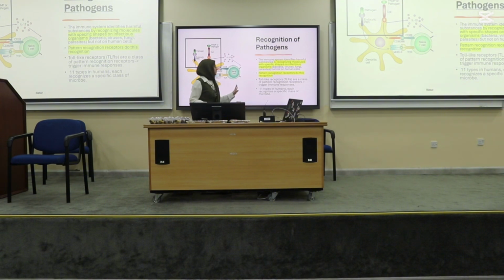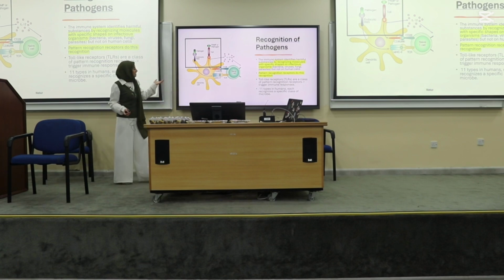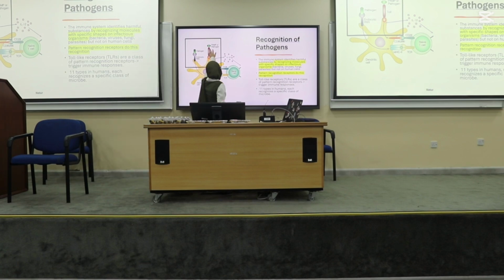We have 11 types in humans. Each recognizes a specific class of microbe. You don't need to know them right now. You're going to take them in year one, but not all 11. That's it. It's pretty simple. They just bind to it and they recognize it first.